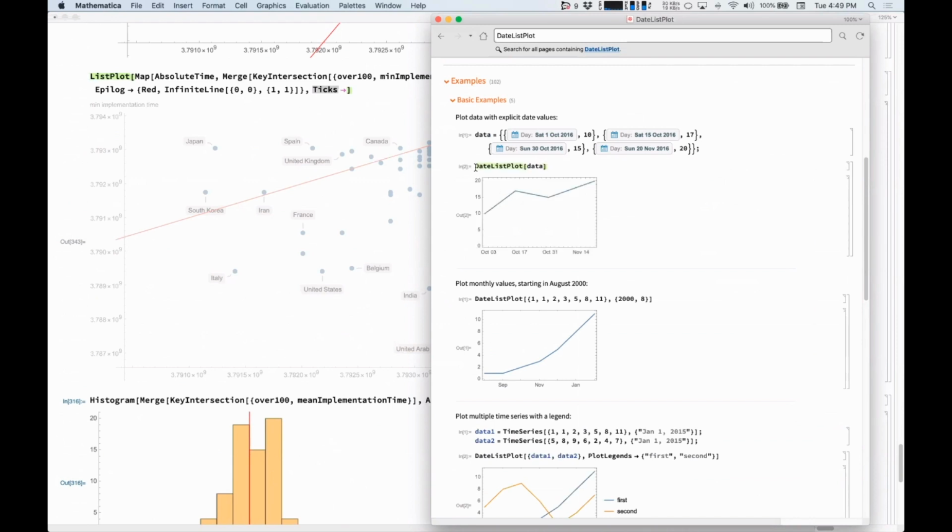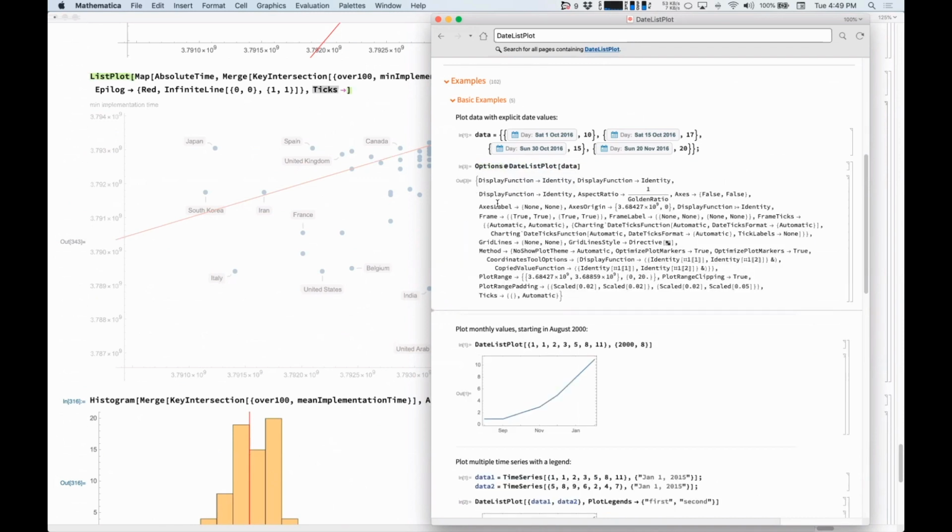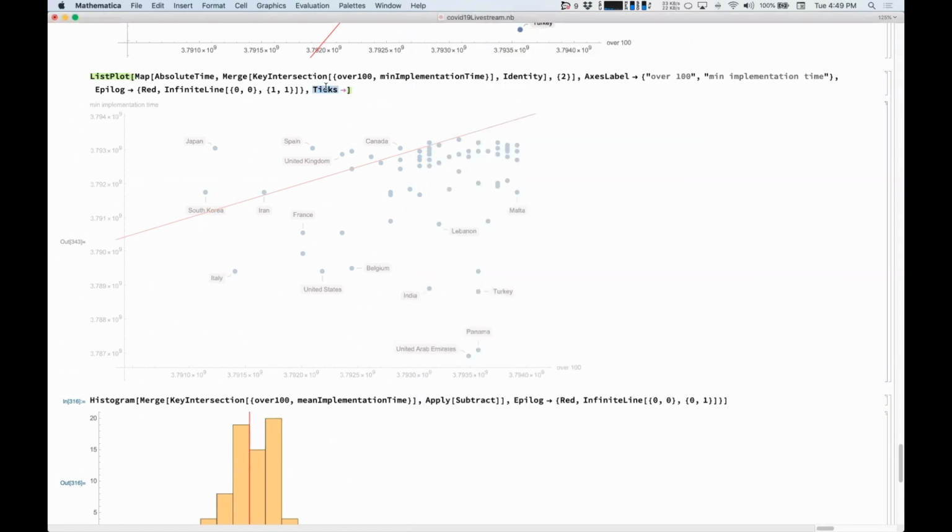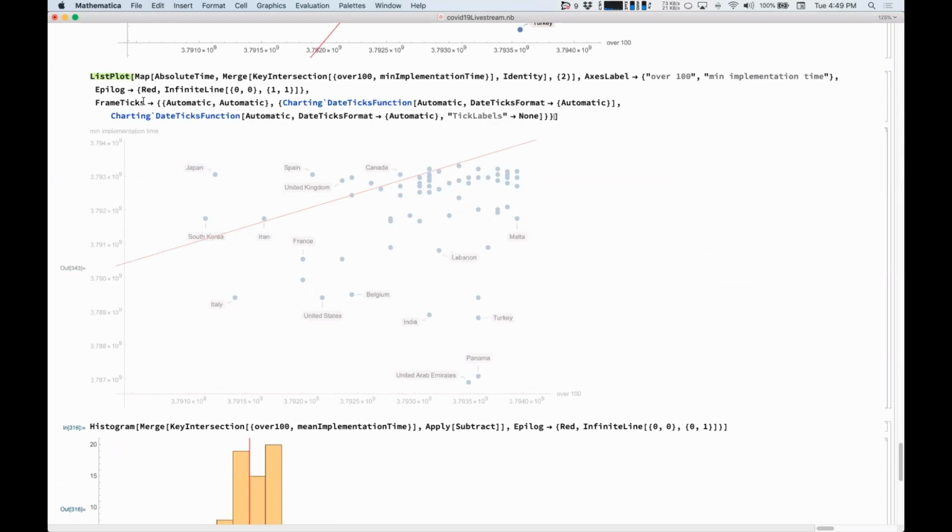Okay, so go ahead. Oh yeah, I see. Options of that, pull out, where's frame ticks? Pull out that charting backtick date ticks function. Oh my god. This is horrendous, but okay. So we'll do this, but we'll make it ticks. I mean, you only need that charting backtick thing. Do I not? Can I just put it like this? Yeah, that should be fine.